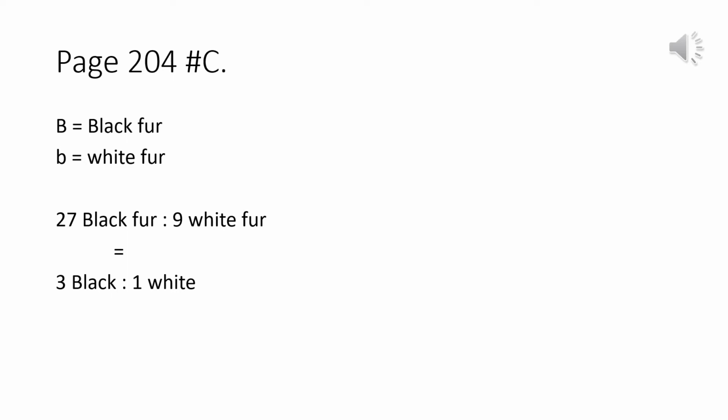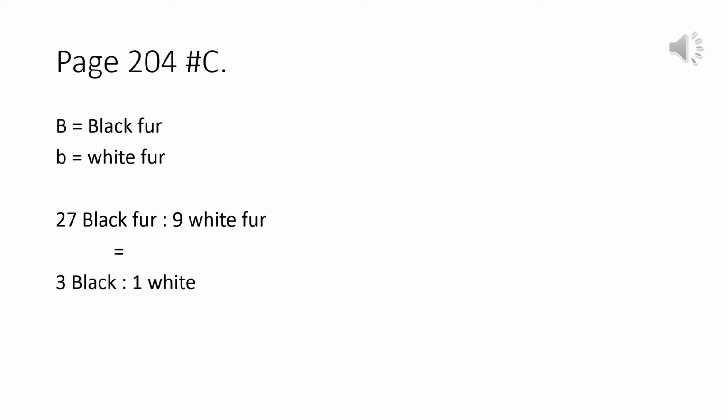First of all, let's establish our codes. The question did say that black fur is dominant over white fur, so what letter are we going to use for black fur? Let's try a big B. It's dominant and black. What letter are we going to use for the white fur? Be careful, you still use a little b to show that white fur is the opposite of the black fur. Now, it did say there were 27 offspring with black fur and 9 offspring with white fur.